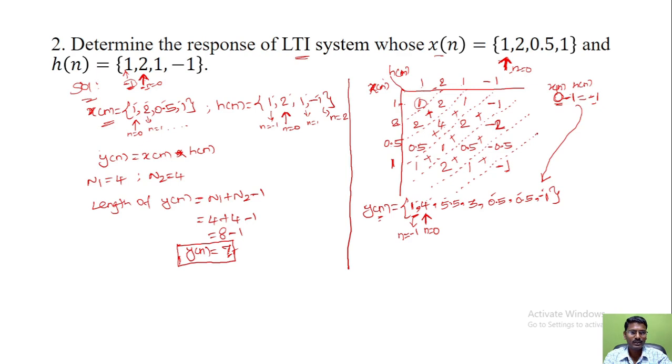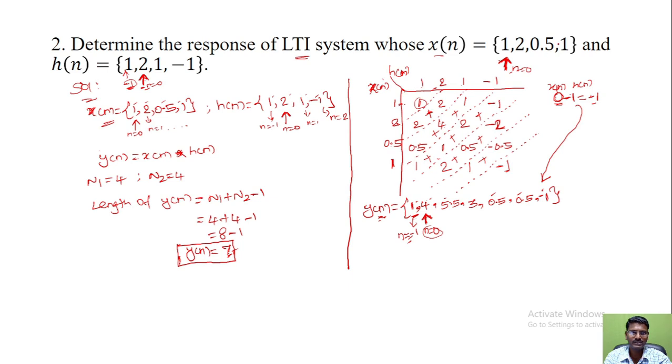So the output y of n starts from n is equal to minus 1, right? So my second sample is my 0th sample, so I need to put the arrow mark on the second sample. I always use the arrow mark to represent the 0th sample of the given signal or the output signal, right? So my 0th sample lies in the second sample, and the previous sample is n is equal to minus 1. So I draw an arrow mark on the second sample here.